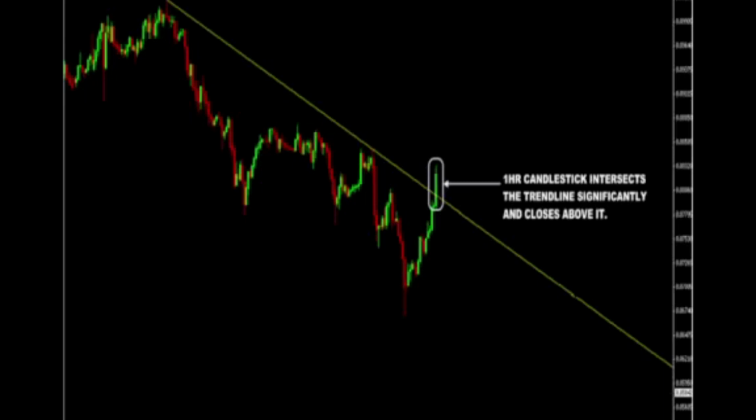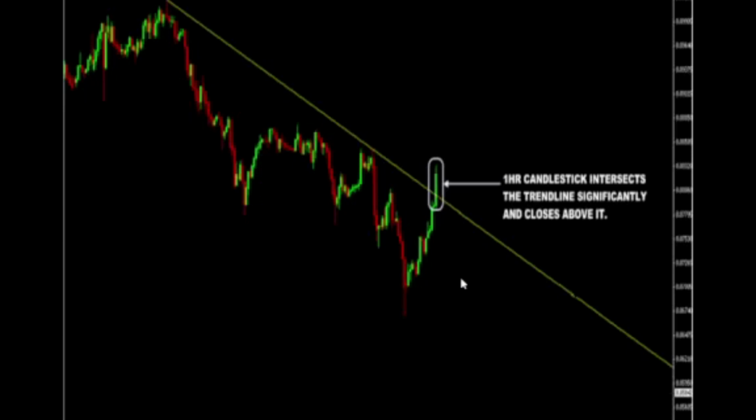If a candlestick just intersects but fails to close above or below a downward or upward trend line, then expect the trend line to be obeyed. So this is just it. In other words, if a candlestick closes within this range inside here, then expect the price to obey and fall back into the trend direction. This is just how it works.